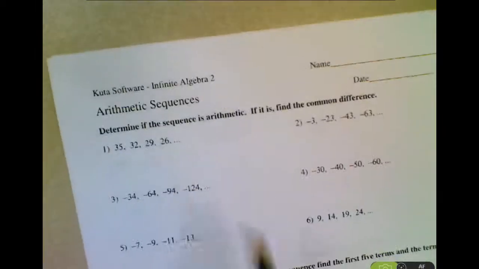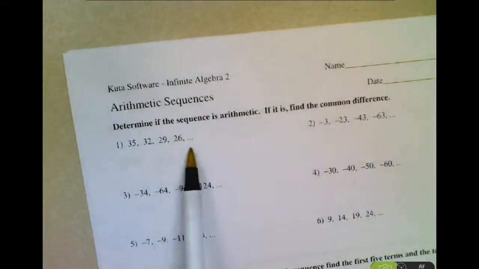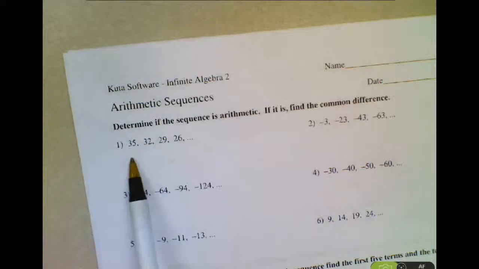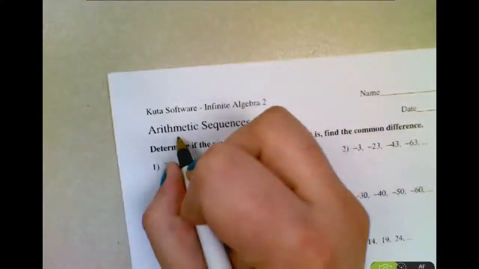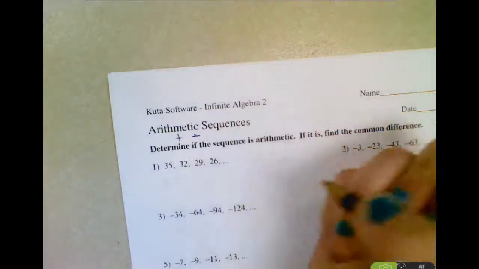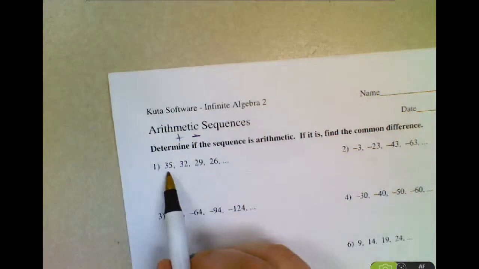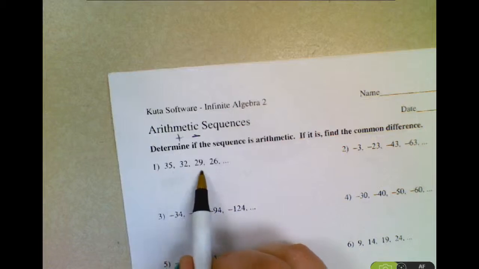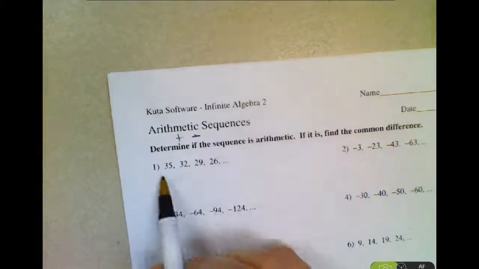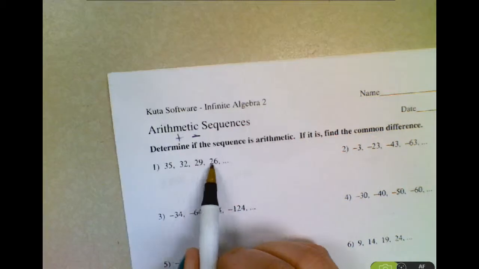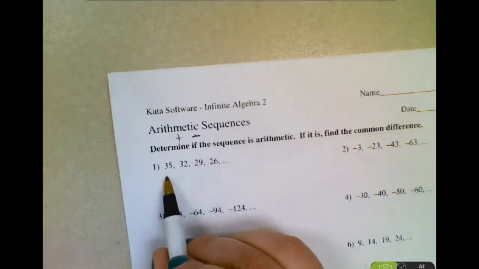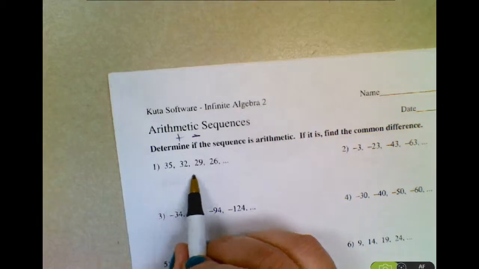at the top, these first problems right here, all you want to do is just find out how much we are increasing or decreasing. Remember that arithmetic is either plus or minus, so we're either adding or subtracting. So here we can see that we're going from 35 to 32 to 29 to 26. So here we can see that we're decreasing because as we move through the terms, the numbers are getting smaller or going down. So now our question is, how much is it going down each time?